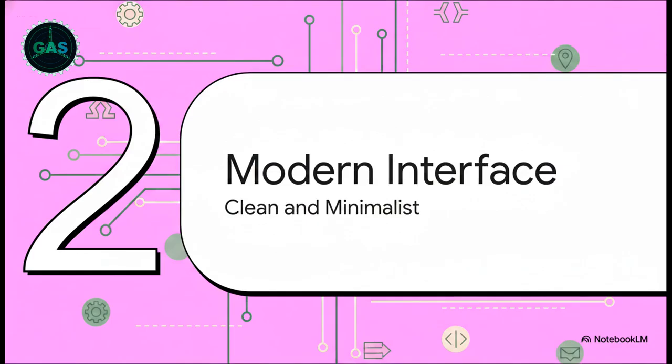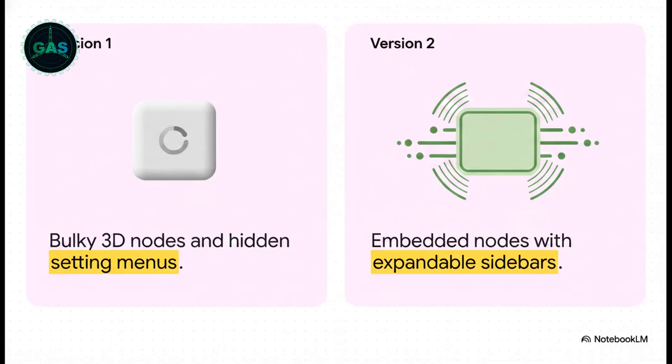Let's move right into Section 2, a modern minimalist interface. The visual and navigational upgrades here make building feel so much more modern and way less cluttered. Gone are those bulky 3D effect nodes from version 1. You might remember that when an AI agent was processing a task, it had this little red spinning circle inside the node. Well, version 2 introduces a flat, incredibly sleek, minimalist aesthetic. The nodes feel deeply embedded right into the canvas.